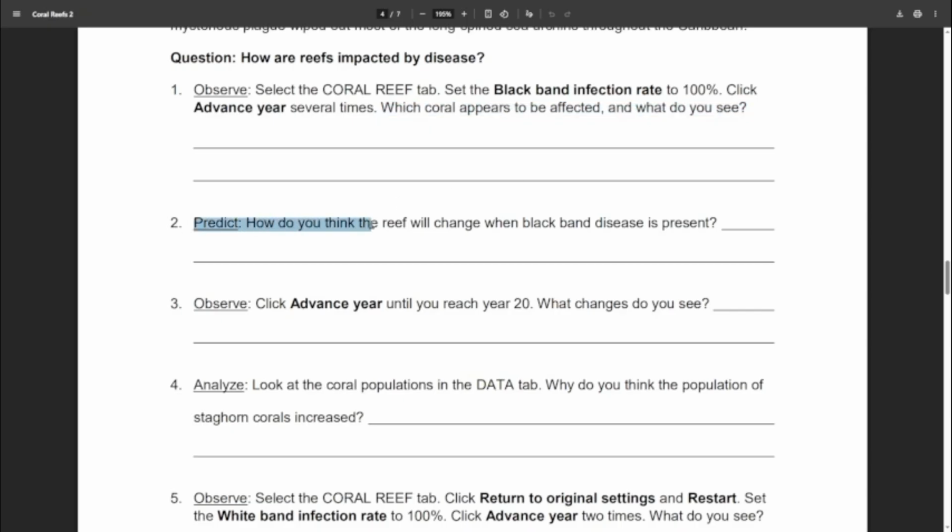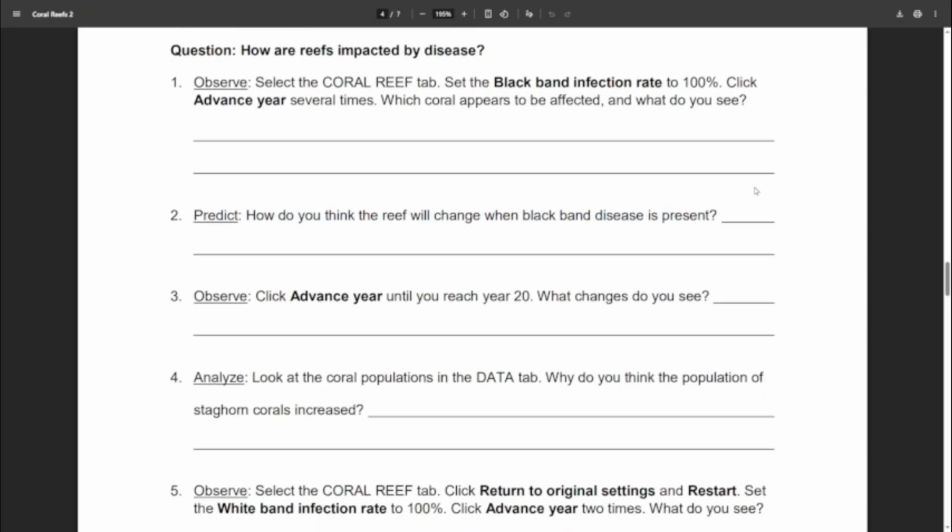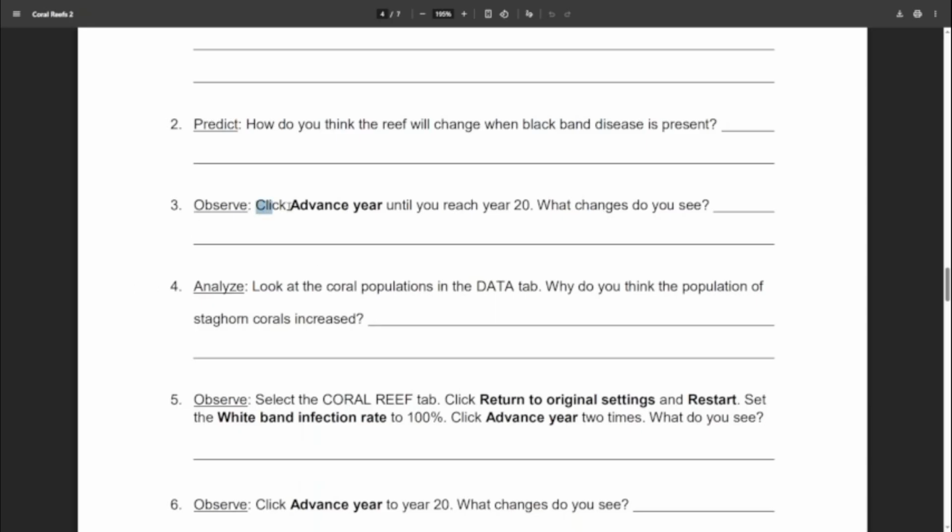Predict. How do you think the reef will change when the coral band disease is present? So again, you're explaining what you think. You could be right, you could be wrong. All you have to do is write down what you think when there is the black band disease in the ecosystem. Observe. Click advance year until you reach 20 years. What changes do you see?